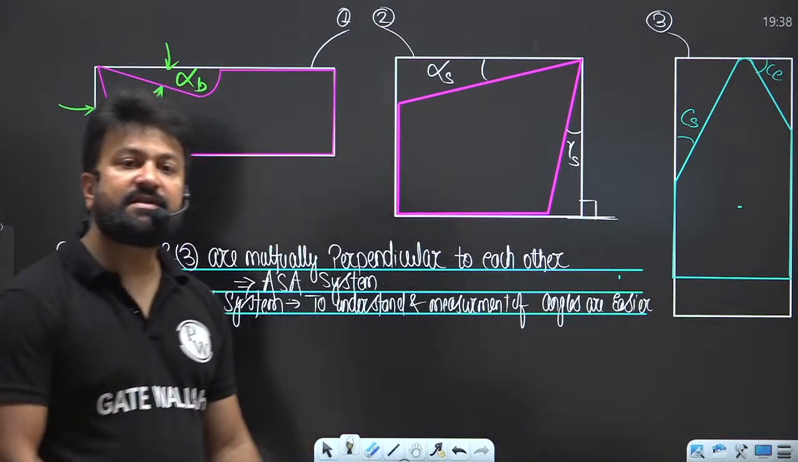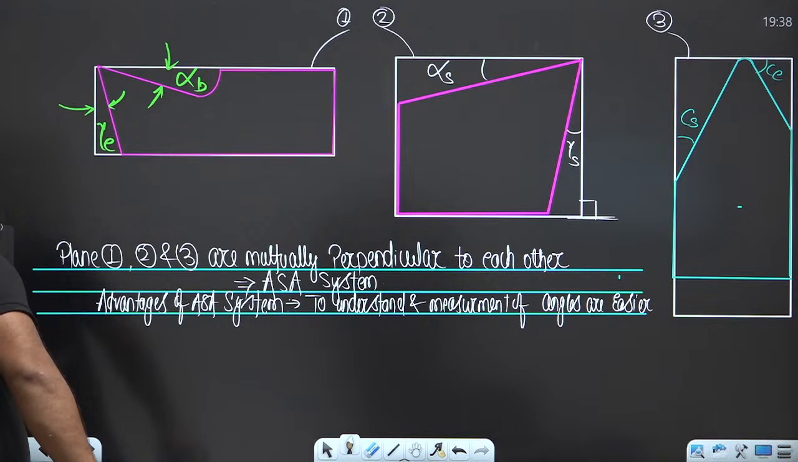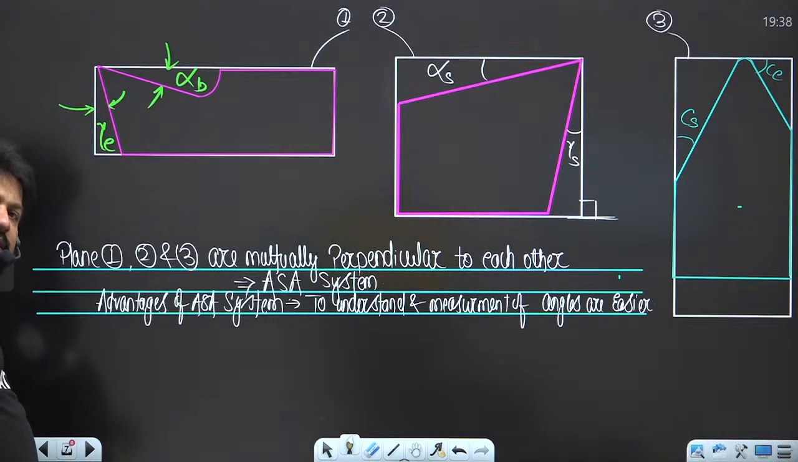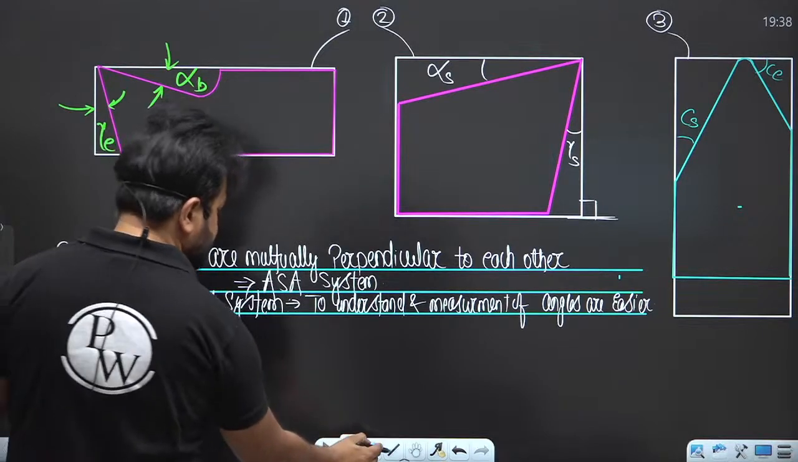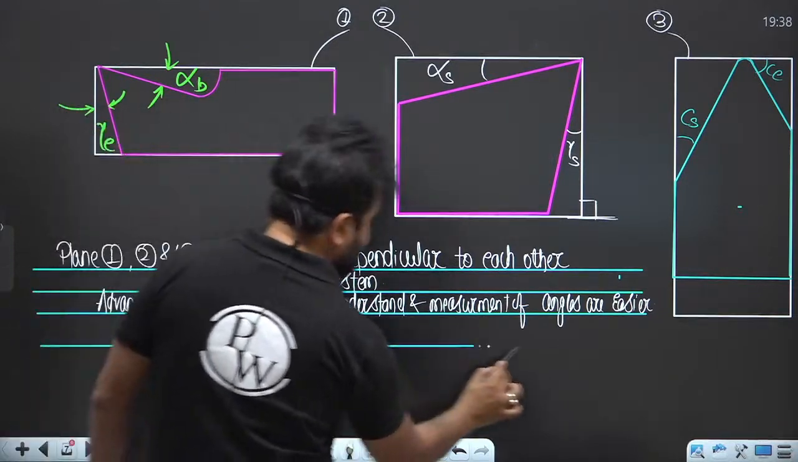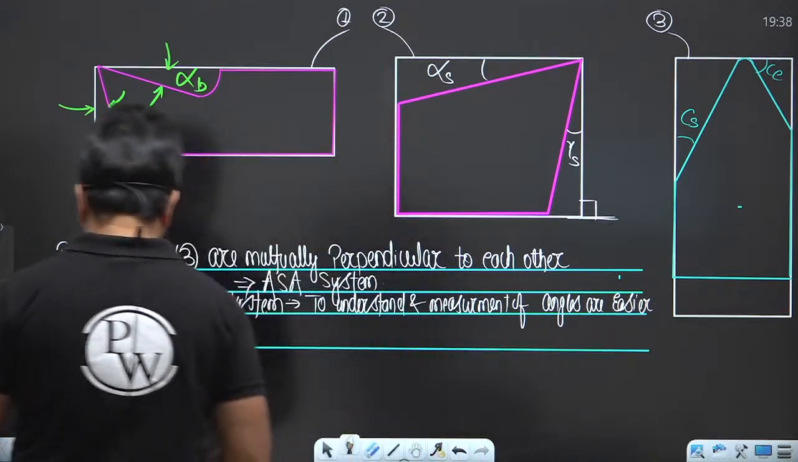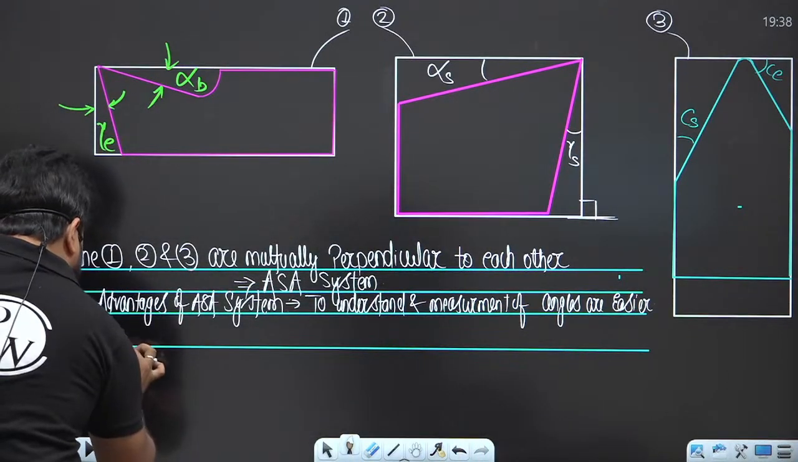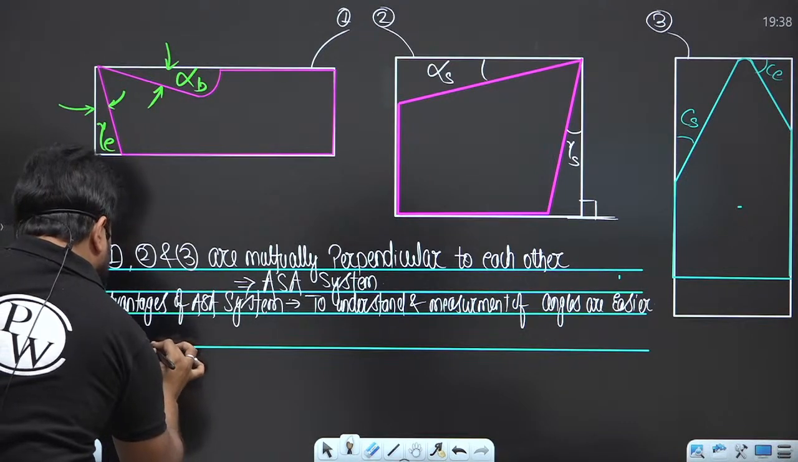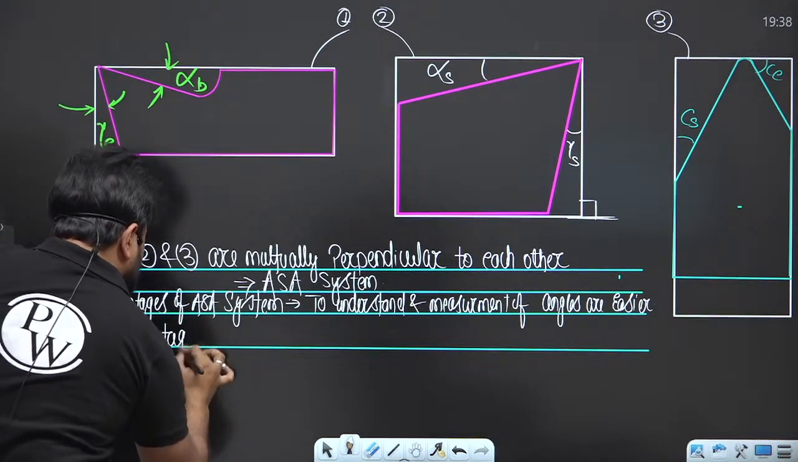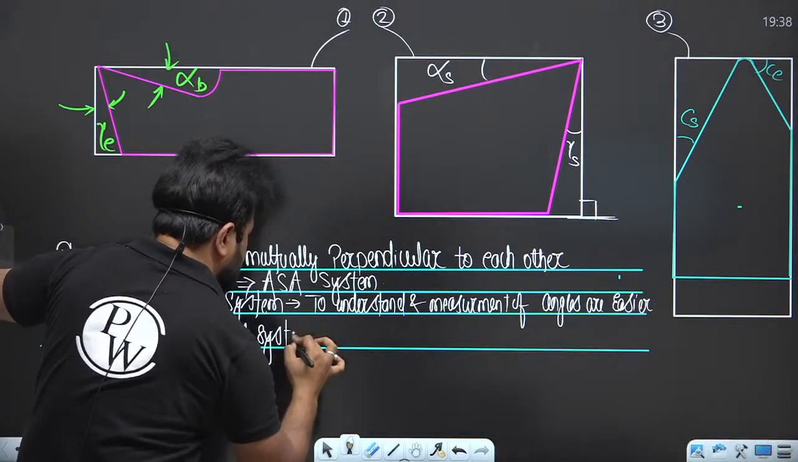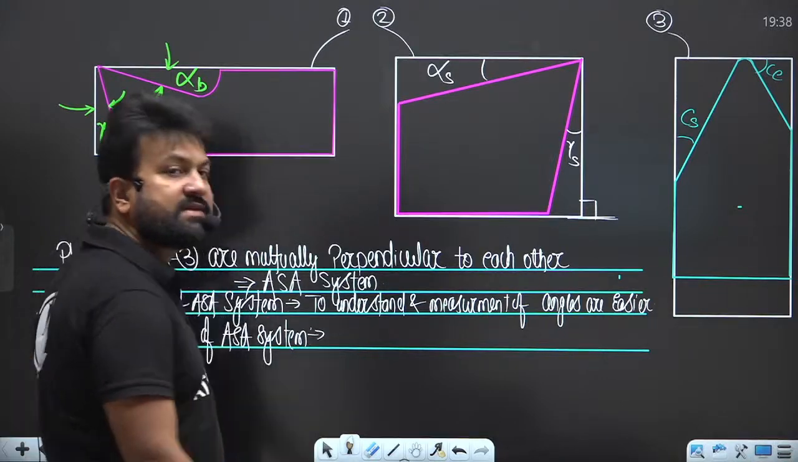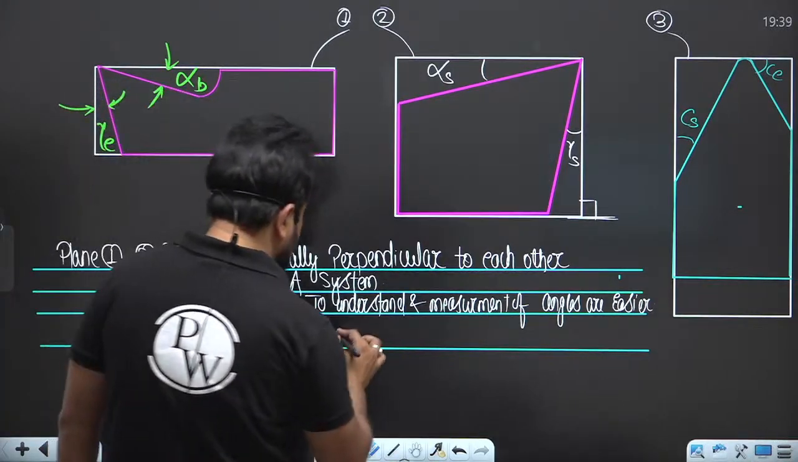But what is the disadvantage? My dear, the disadvantage of the ASA system is that the analysis of machining will be difficult, right?